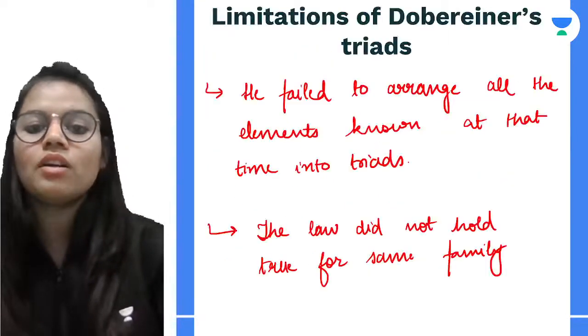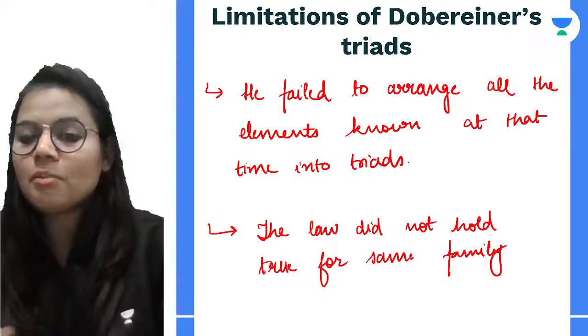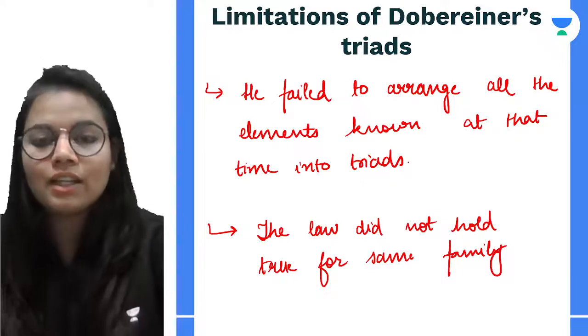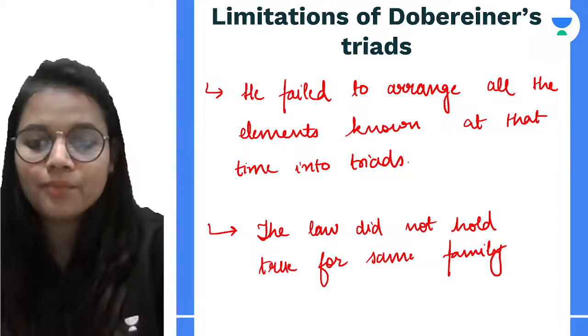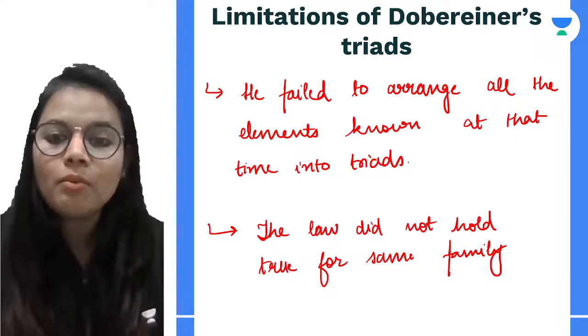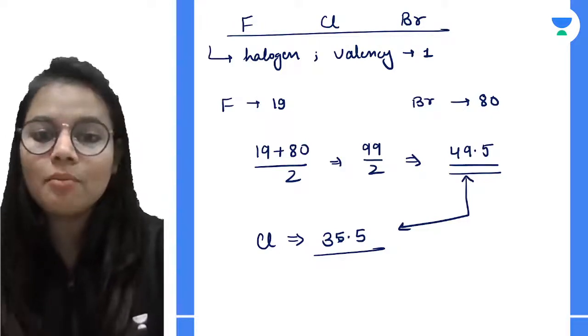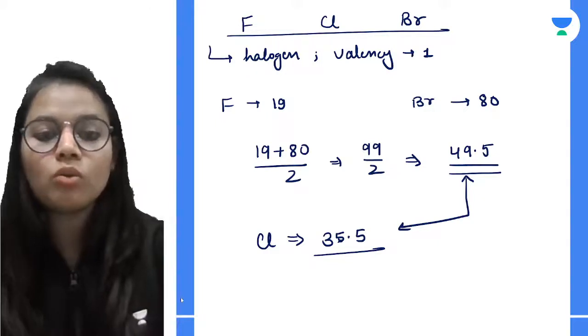The reasons were that, first of all, only some elements could be fitted into this triad form. He failed to arrange all the elements. Next, this law was not holding true for the same family. For example, fluorine, chlorine, bromine belong to the same family, but the atomic mass relation was not holding true.